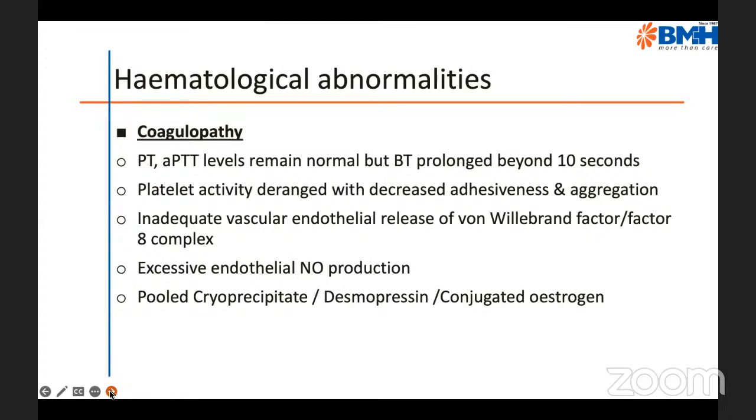The basic mechanism is inadequate vascular endothelial release of von Willebrand factor and factor 8 complex, and another factor leading to the increased bleeding time is excessive endothelial nitric oxide production. If the patient comes for an emergency, you can manage the situation by giving pooled cryoprecipitate, or desmopressin IV 0.3 microgram per kilogram body weight, or conjugated estrogen. Desmopressin has tachyphylaxis and a short half-life of 6 to 8 hours, whereas conjugated estrogen has a long half-life of 5 to 7 days.